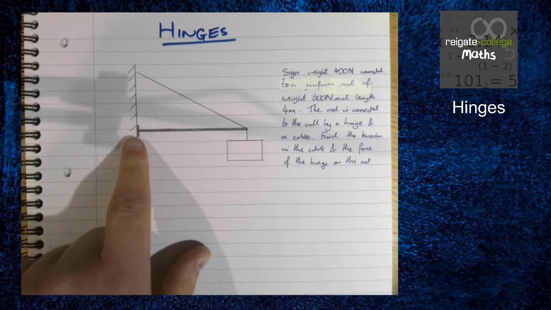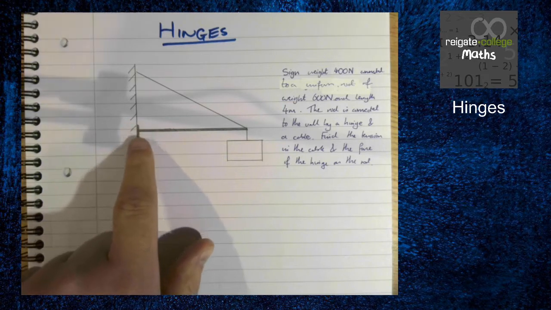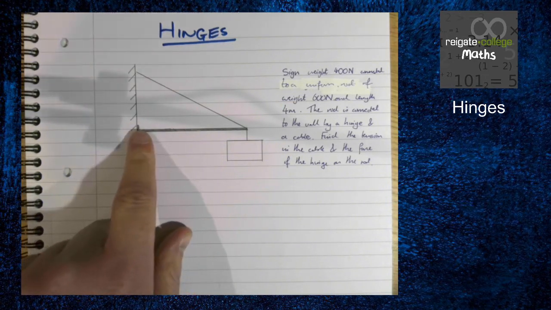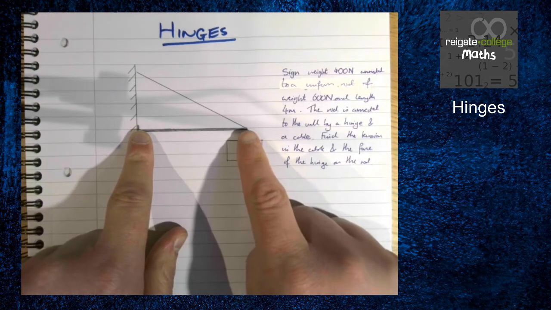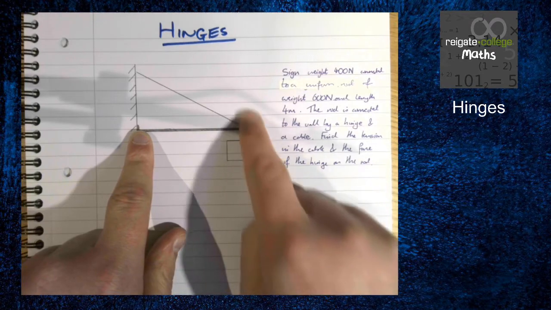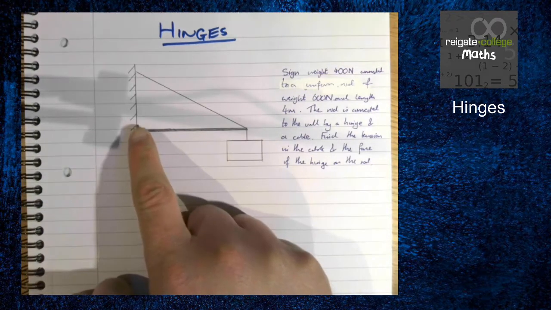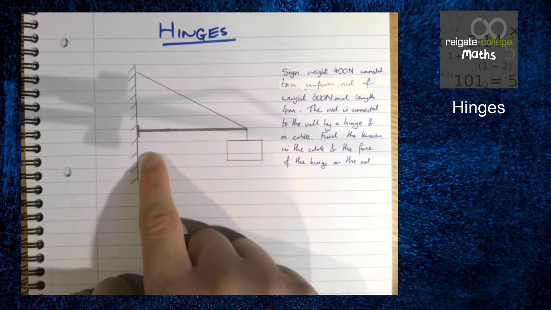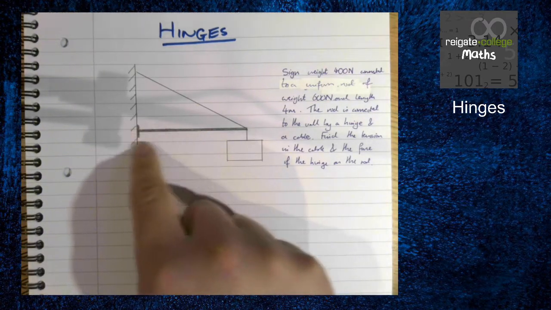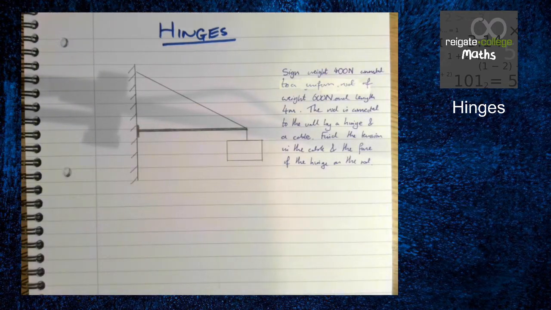The rod is connected to the wall by a hinge, and this is the important bit. It's connected, which means it's fixed to the wall. It can still turn, like this. This end can turn, but this end will not slip. So there's not going to be friction here like we had before. You need to find the tension in the cable and the force of the hinge on the rod.